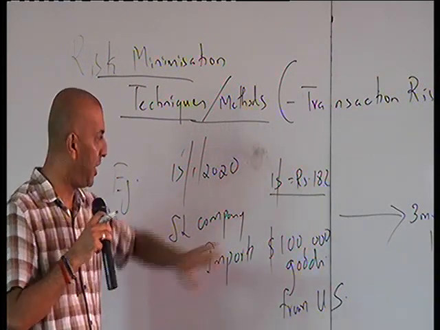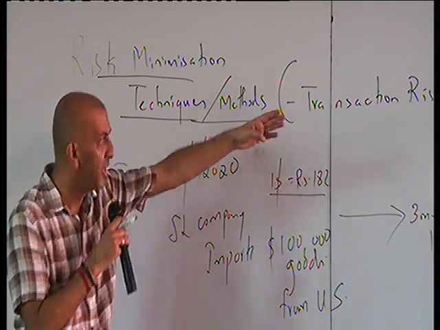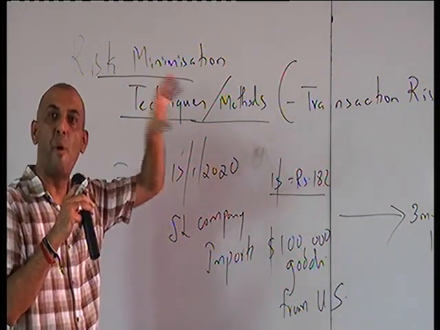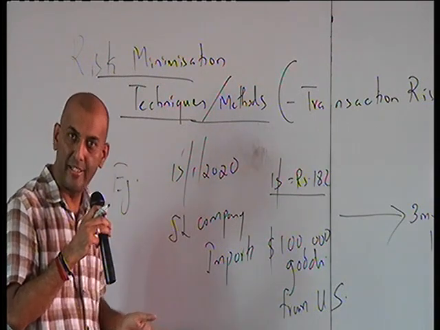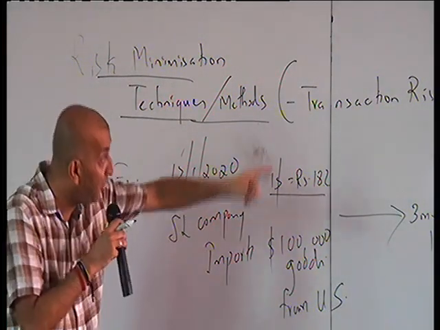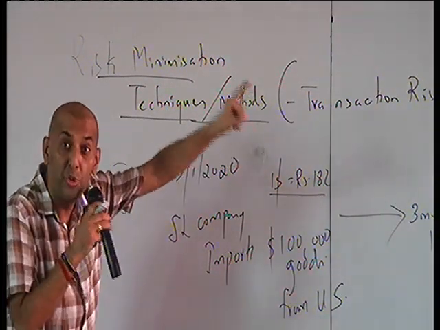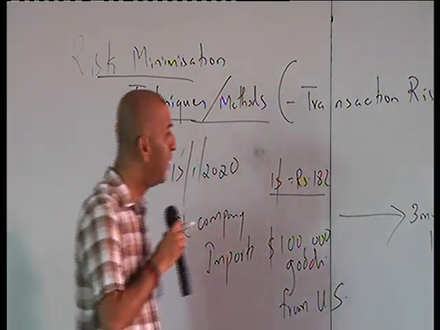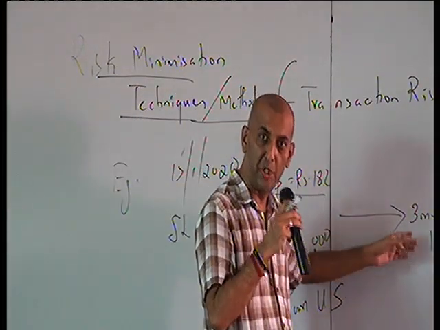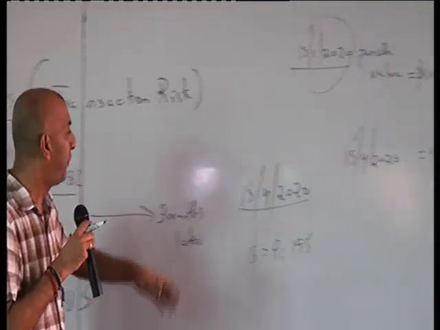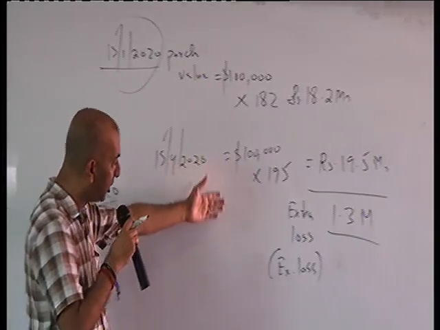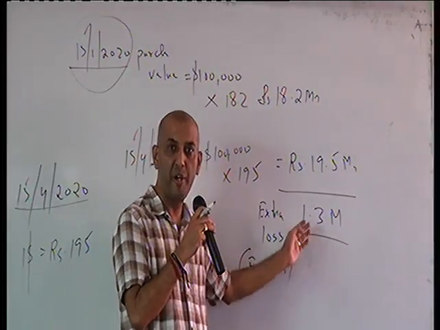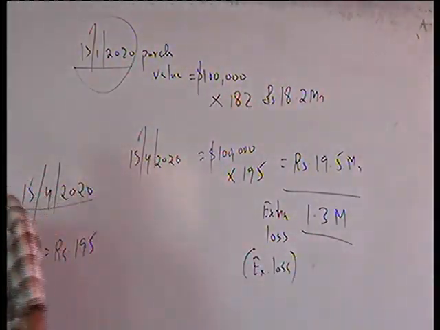For accounting, you will record it at 100,000 into 182, that is 18.2 million, as your purchase cost. But your supplier is not paid yet. The supplier is paid only on 15th of April 2020, so 3 months later you are supposed to settle the supplier. On 15th of April your rate becomes 195, so the possible exchange loss is 1.2 million. Can you please take down this example properly?